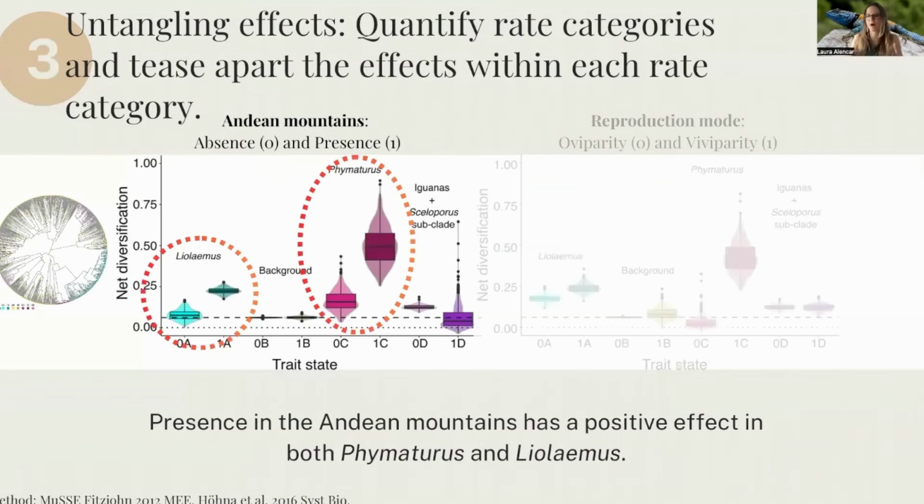So just to make this box plot a little bit clear, each pair of box plots here represents one of these rate comparisons within each of these rate categories. So in the first set of analyses, where we compare the rates between lineages that are absent and present in the Andean Mountains, this analysis suggested that the presence in the Andean Mountains has a positive effect both in the Phymaturus and in Liolaemus rate categories.